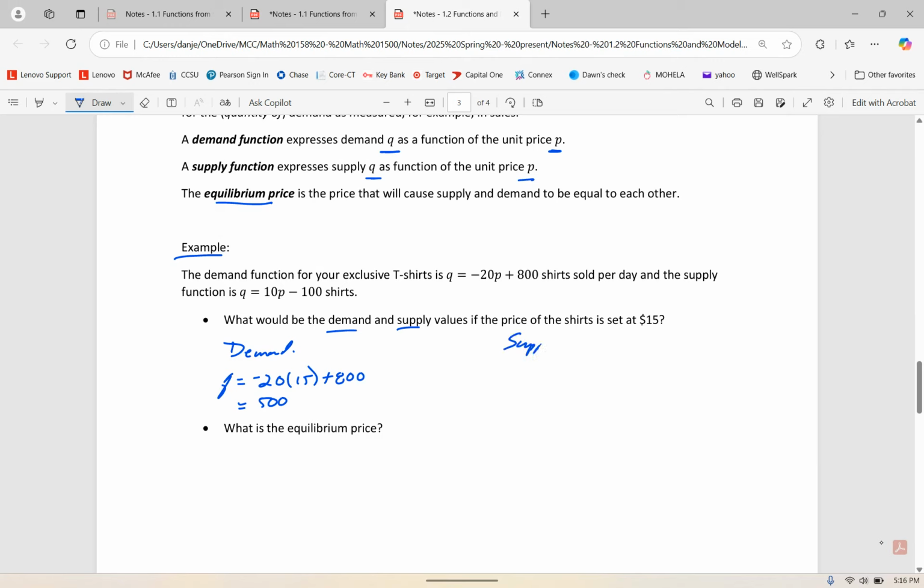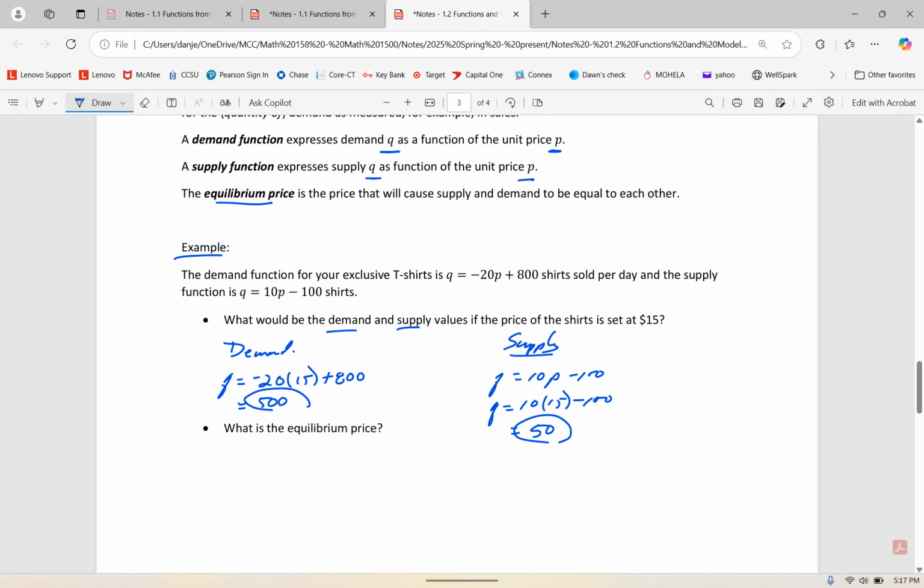My supply function, we said, is Q equals 10p minus 100. So if my price is set at 15, 10 times 15 is 150, minus 100 would be 50. My supply would be 50. So you notice I've got a demand for 500 t-shirts, but only a supply of 50. It's not a good scenario to be in. I could be selling more. If I raise the price, I'm going to decrease my demand, but I'll increase my supply.